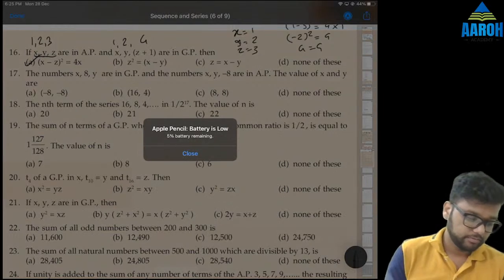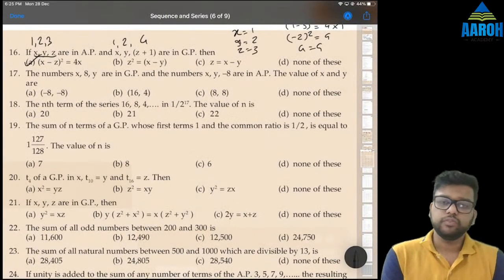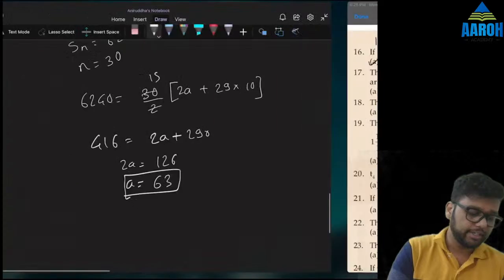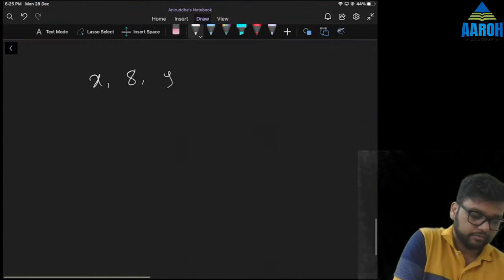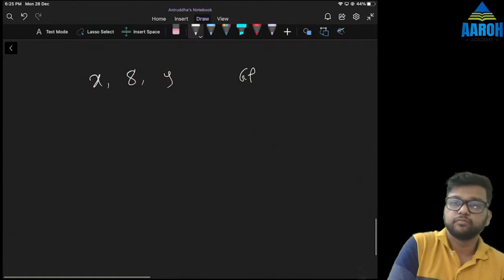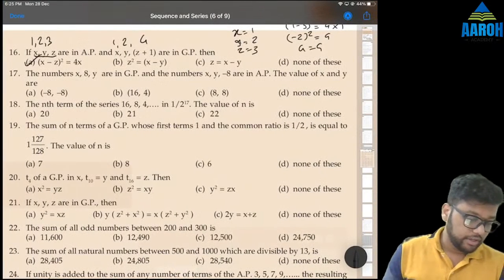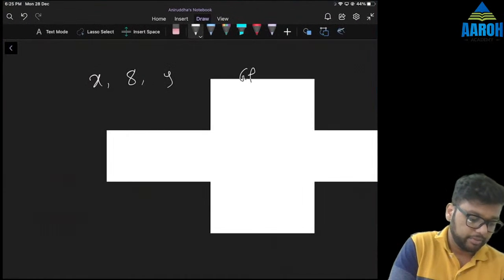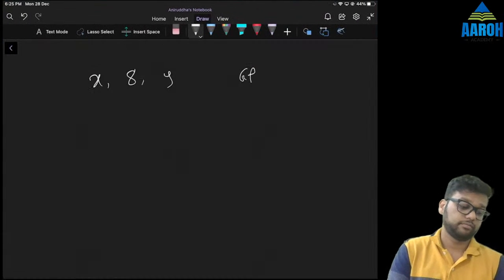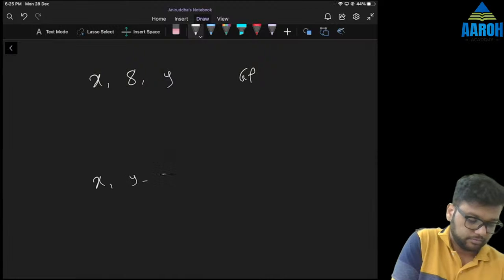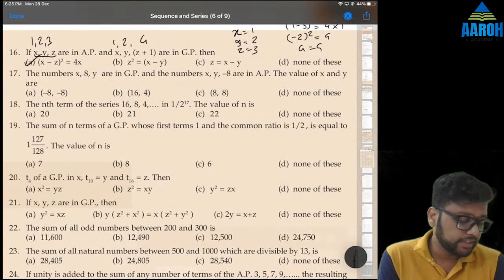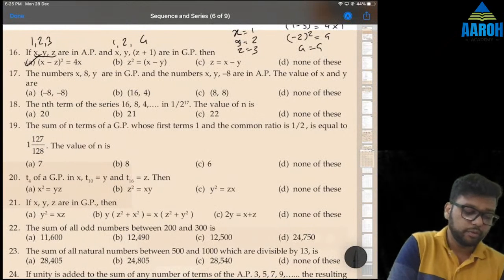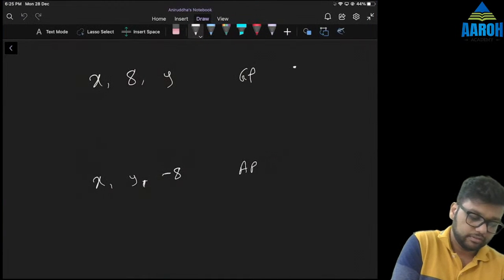Next, 17th. The numbers X, 8, Y are in GP. A is correct. And X, Y and minus 8 are in AP. So what is X and Y? We can go by options. Option A is minus 8, 16, 4 and 8, 8. Let's check all the options.